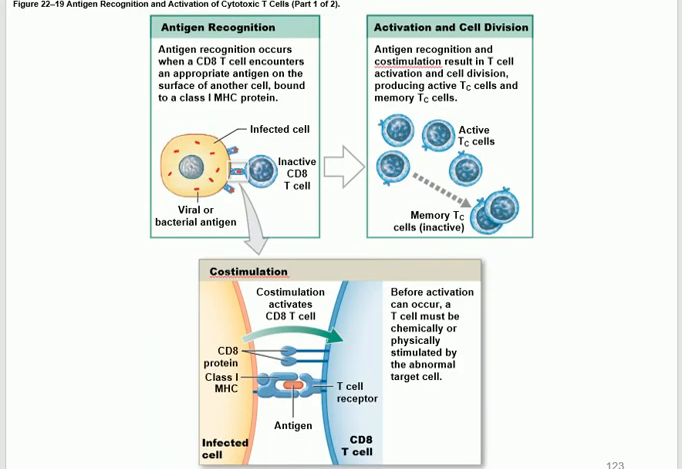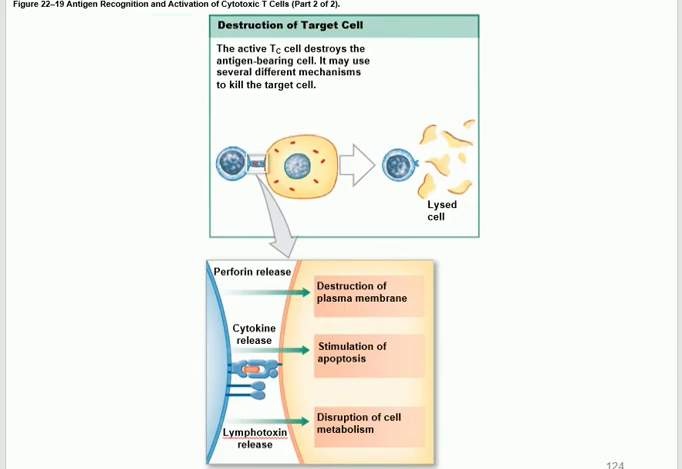So this is what we do. We do antigen recognition by the APCs, antigen presenting cells. They recognize, and then by chemotaxis they send these chemicals. CD8 cells will come and interact with class 1 MHC. They will be activated, and then they're going to divide and interact with the different antigens. And in this case, they are destroying specifically our cells. This is how they destroy it.